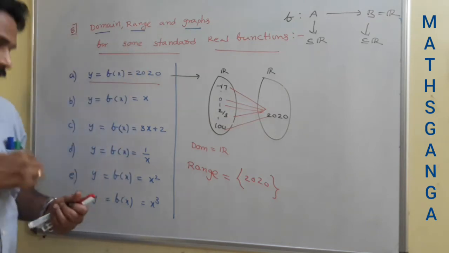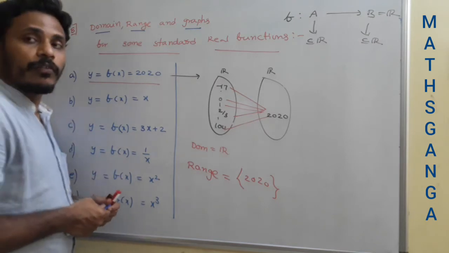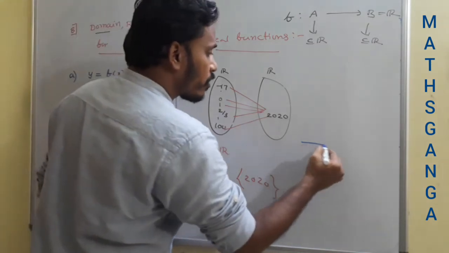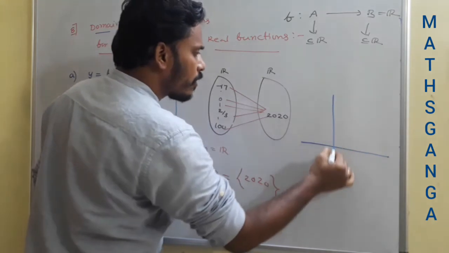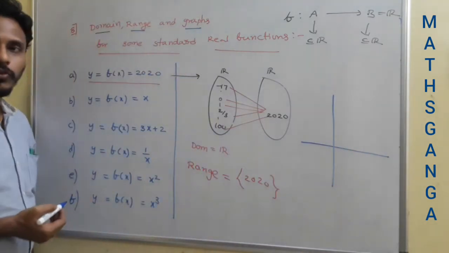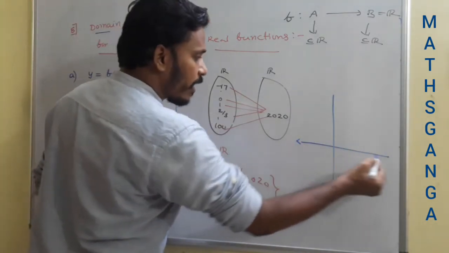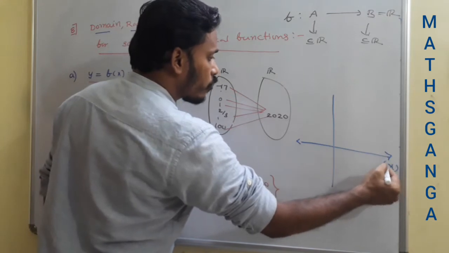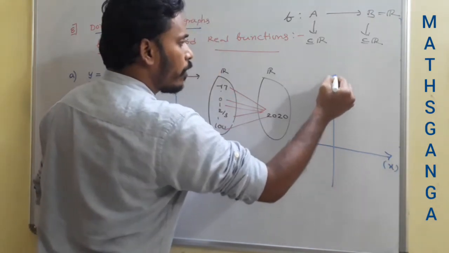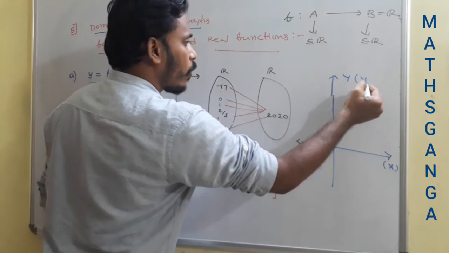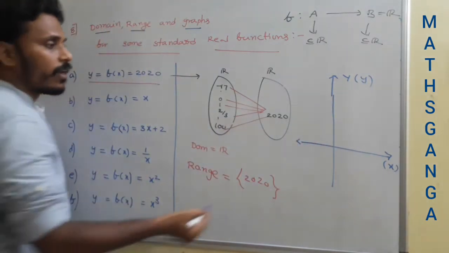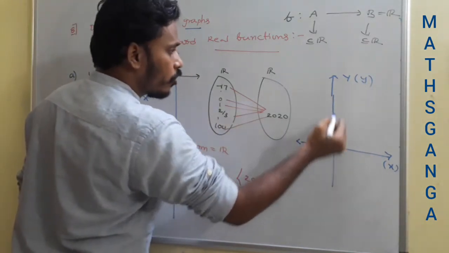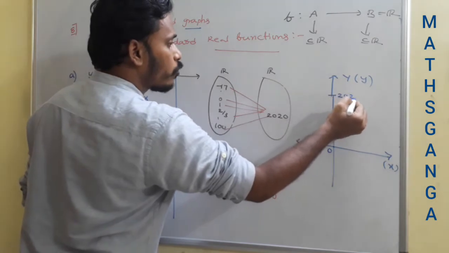Now, after having the domain and range, the other part of the problem is that we need to sketch its graph. To sketch the graph, just think about it. See, f of x is equal to 2020. On the x-axis we will take x values, the independent variable. On the y-axis we will take y values. Take x equal to 0, the value of y is 2020.